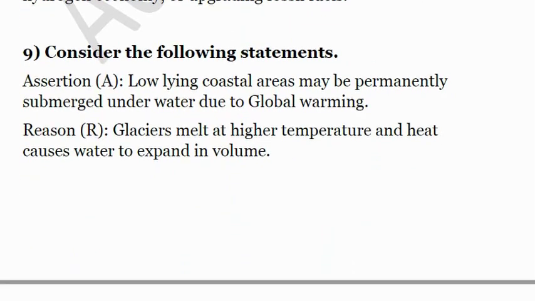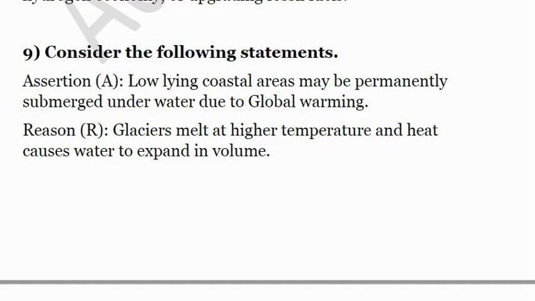Consider the following statements. Assertion A: low-lying coastal areas may be permanently submerged underwater due to global warming. Reason R: glaciers melt at high temperature and heat causes water to expand in volume. Friends, the assertion is correct, because increased global warming will obviously increase the sea levels, and low-lying coastal areas like the Maldives islands are under the threat of being submerged due to global warming.